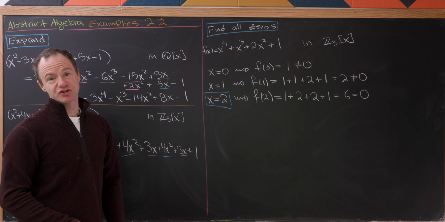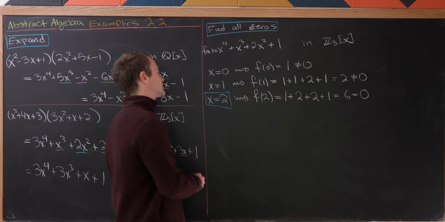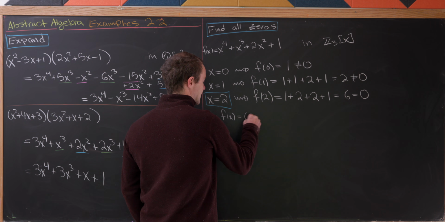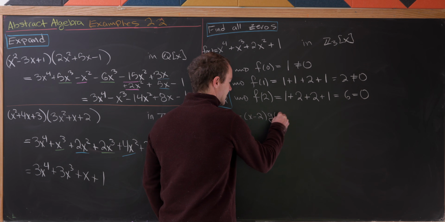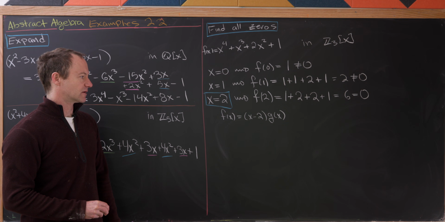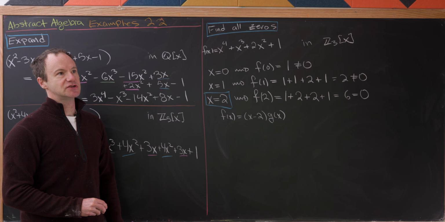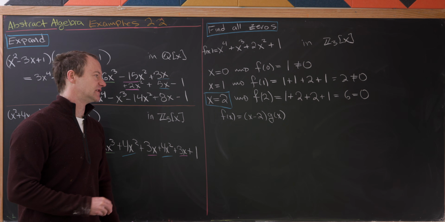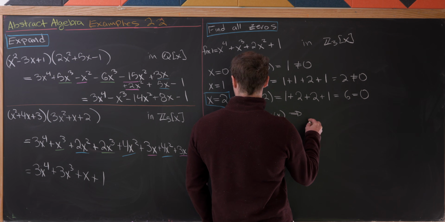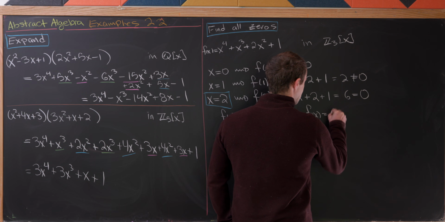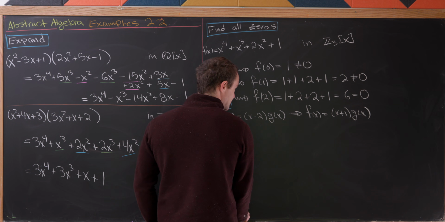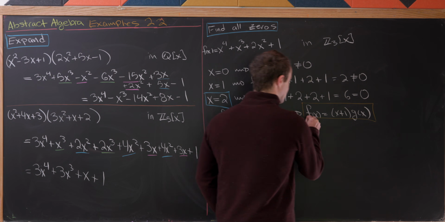But now since x equals 2 is a root, that means we should be able to factor it out of f of x. So in other words, from the video, we know we should be able to write f of x as x minus 2 times g of x. But let's maybe help ourselves out a little bit. We know x minus 2 is the same as x plus 1 inside of Z3, because negative 2 is the same thing as positive 1. So that means we could really factor this as x plus 1 times g of x.